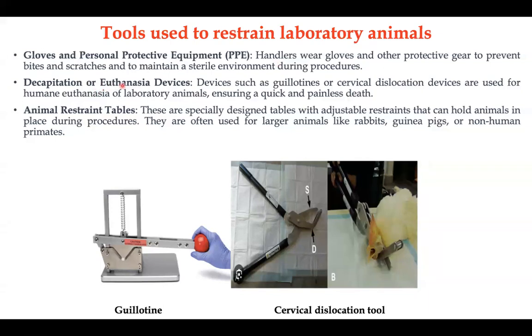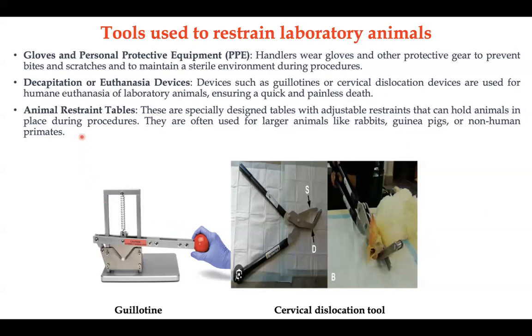Decapitation or euthanasia devices. There are different devices. As you can see, we have plotted some pictures here. One is the guillotine, and the cervical dislocation tool, etc. This kind of equipment is used for really quick decapitation of the experimental animal, so that they go through minimum pain.